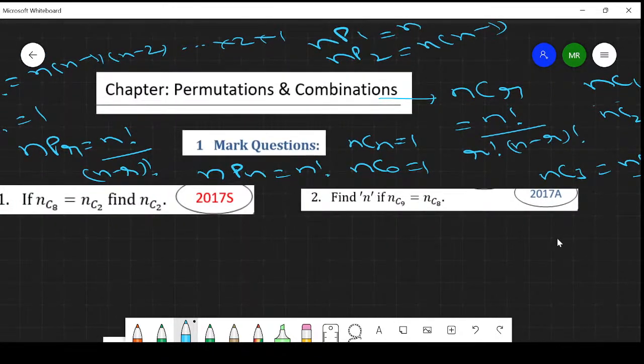Just the basics of permutation and combination. Permutation means arrangement, combination means selection. That you can remember. That is important.